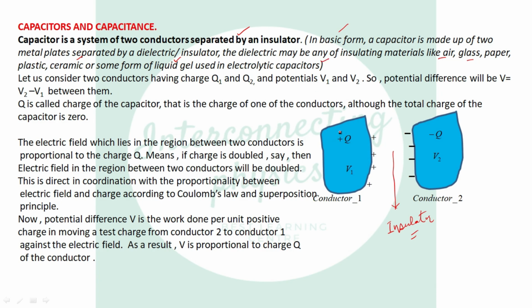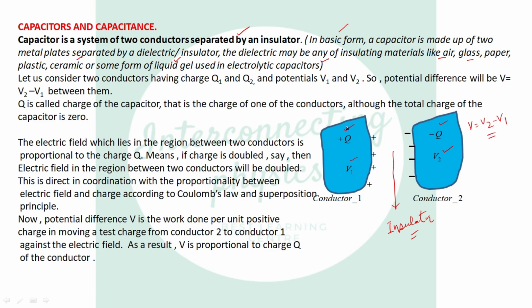Let us consider we have two metal plates, conductor 1 and conductor 2, of any shape. Let us say the charge on the first conductor is plus q and the charge on the second conductor is minus q, and generally we say equal and opposite charges are taken on the two conductors. Let us say the potential of the first conductor is V1 and the potential of the second conductor is V2. So the potential difference will be V2 minus V1.